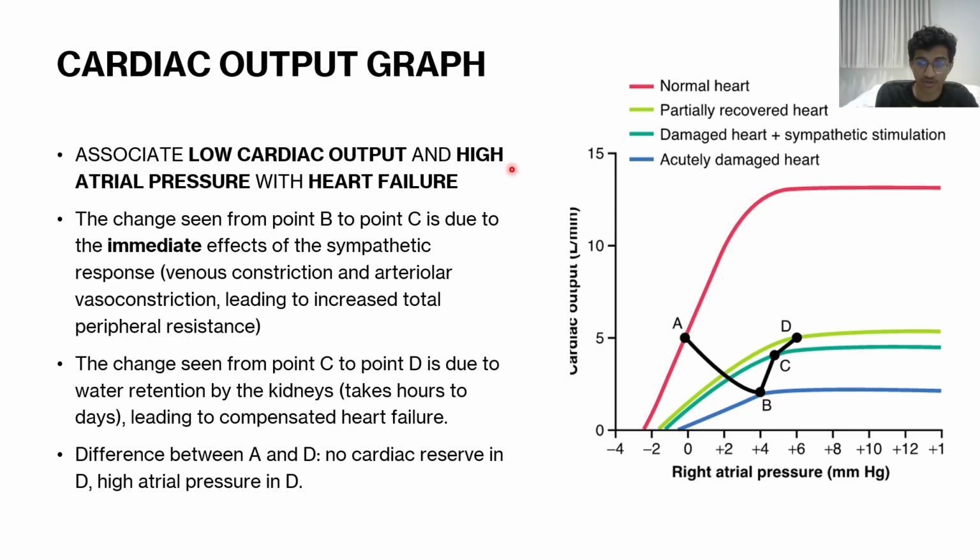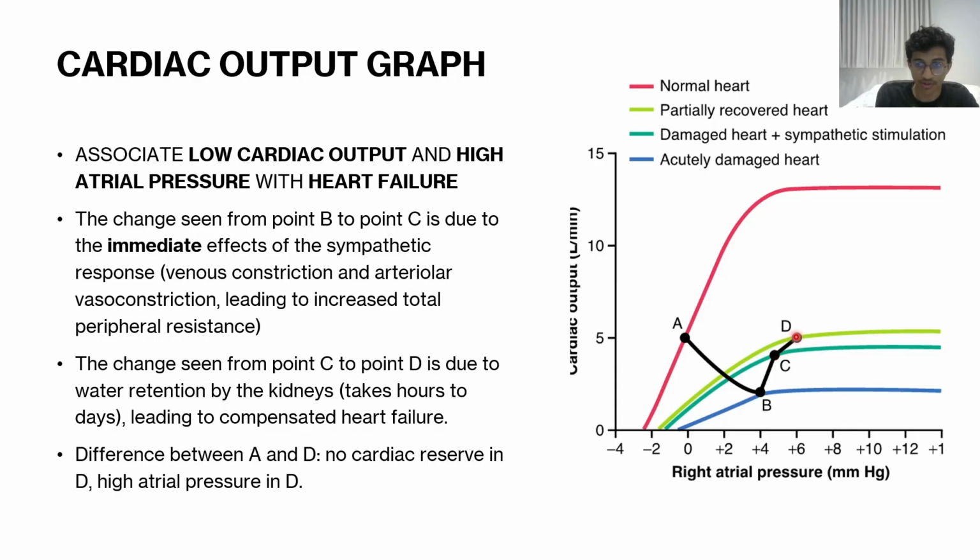Okay, so the body will try to compensate for this heart failure. Now the first reflex that's going to take place is the sympathetic reflex. It will take place immediately, and this will cause the circulatory dynamic point to change from B to C. Now it increases the cardiac output a bit, but it's not enough. So another reflex will take place where there will be more water retention by the kidneys. Now this will cause it to increase to point D.